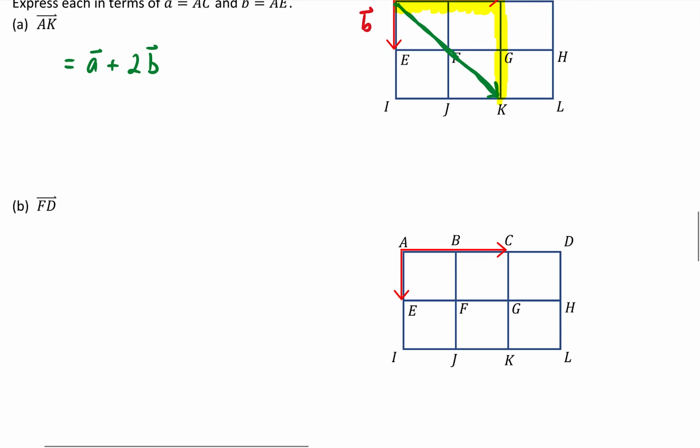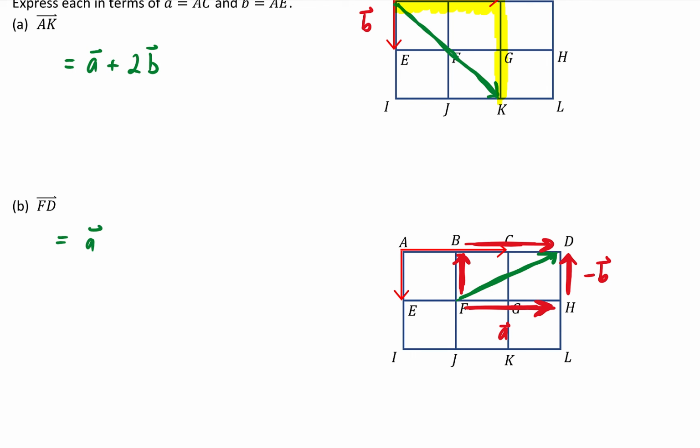So let's try the next one, FD. So F to D is right here. So the path that we could choose is going this time negative B, and then following vector A. Or if you like, we can follow path of A, vector A, and take negative B, right? This is A, 2 units to the right, and this is negative B. Or go 1 unit up, which is negative B. So this one we can say is equivalent to A minus B.